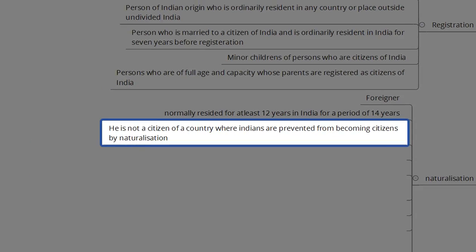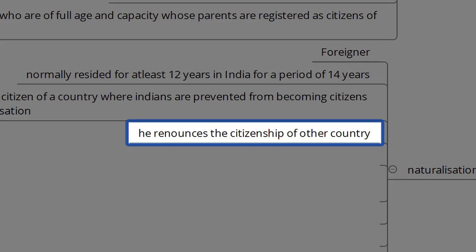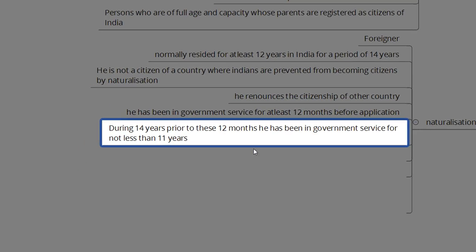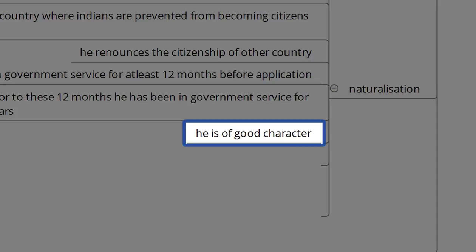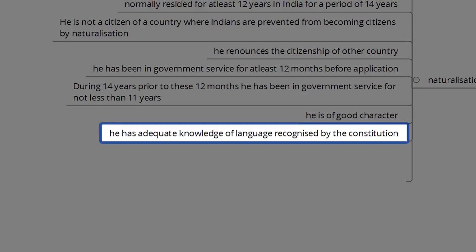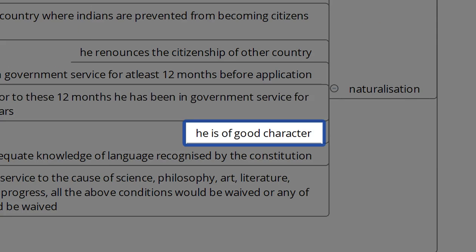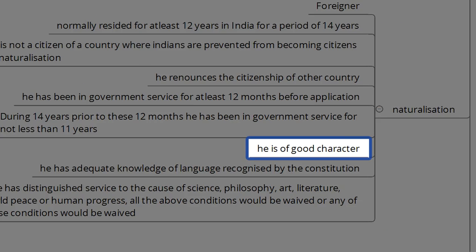And also he is not a citizen of a country where Indians are prevented from becoming citizens by naturalization. And he must renounce the citizenship of the other country the moment he acquires citizenship through naturalization in India. And he has been in government service, to be very clear, during the 14 years prior to these 12 months, for not less than 11 years. And also you must have a good character and adequate knowledge of the languages mentioned in the Eighth Schedule of our Constitution. So these are the various conditions mentioned for acquiring citizenship through naturalization.